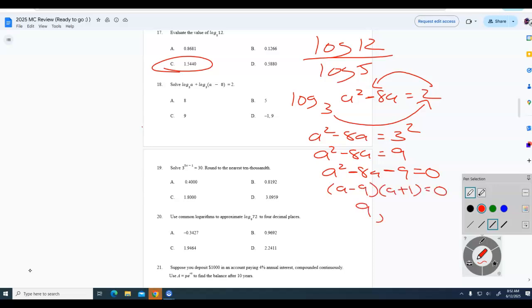Now, this is huge on the multiple choice test. See how I have 9 and negative 1? Can you have a log of a negative 1? No. You cannot take the log of a negative, so it's just 9 as your answer.